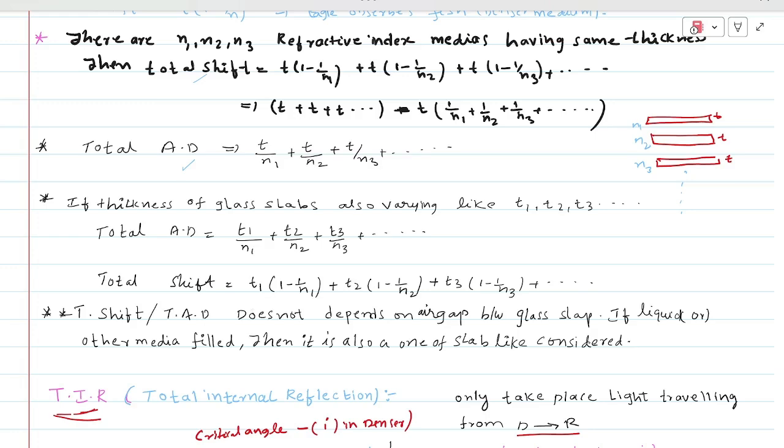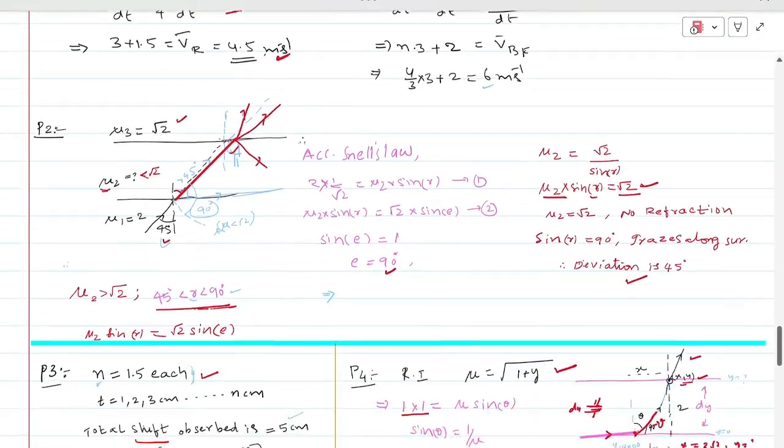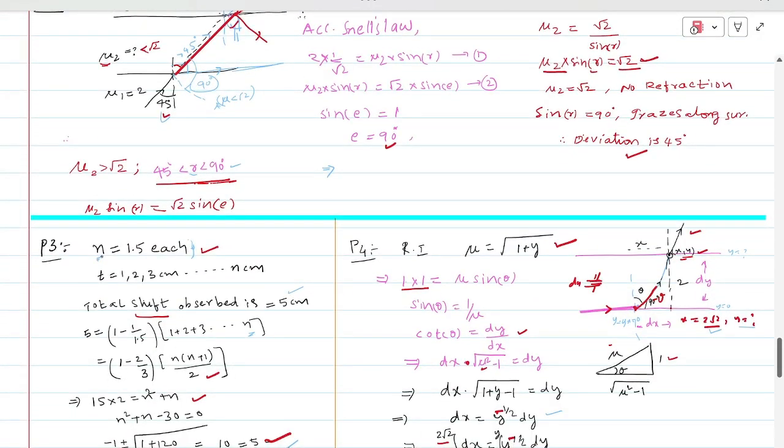So this you can take. One application I have given here, see once. So here the refractive index of the glass slabs is 1.5 each. That means there are n number of glass slabs.